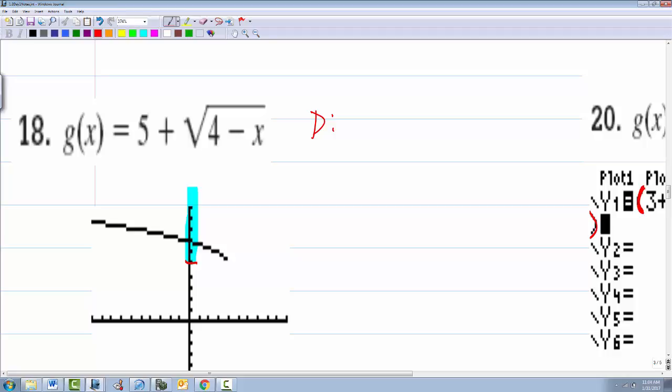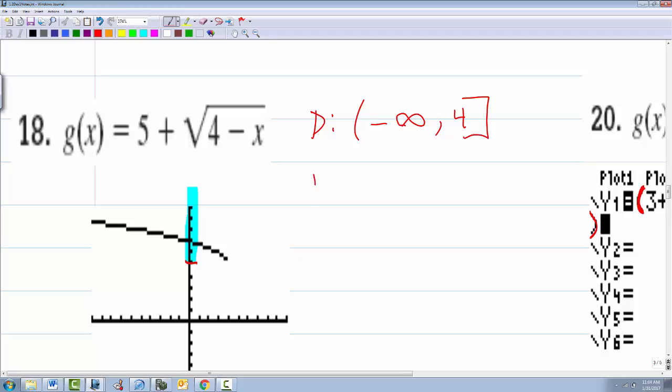Can I plug in 4, everybody? Yes or no? Yes. Can I plug in 5? No. Can I plug in 3? 2? 1? Blast off. So wouldn't you agree that it is wrong? Negatives. Like what's 4 minus -5? 9. I can plug in -5 as well. So wouldn't you agree that it's all numbers from -infinity all the way up to 4, including 4? That's the domain. Very simple.